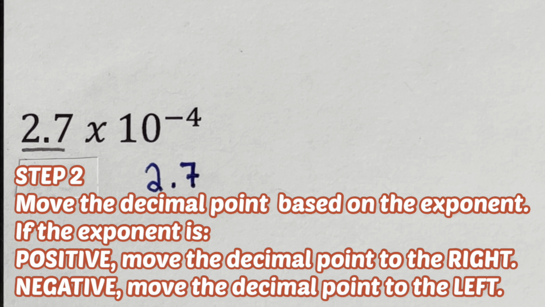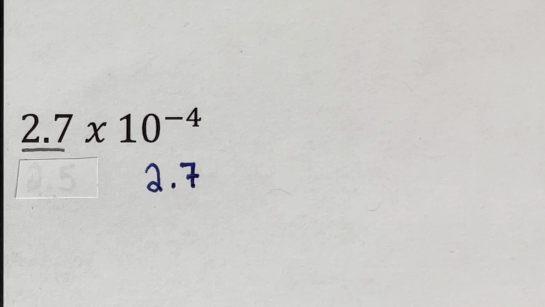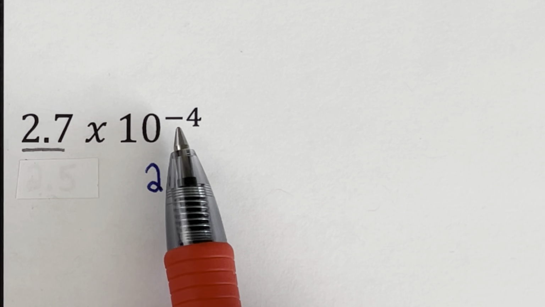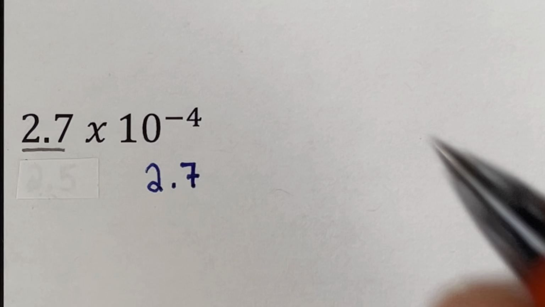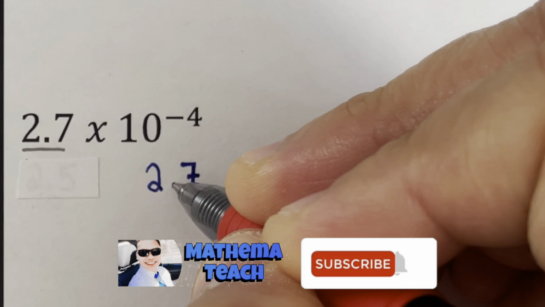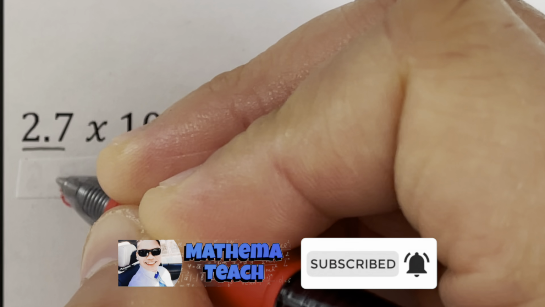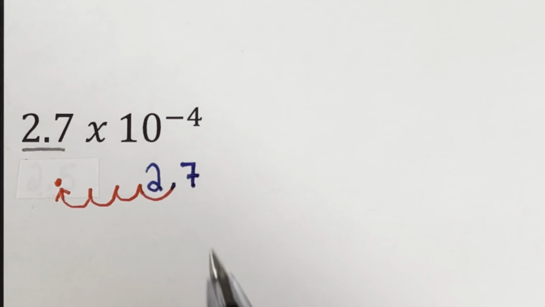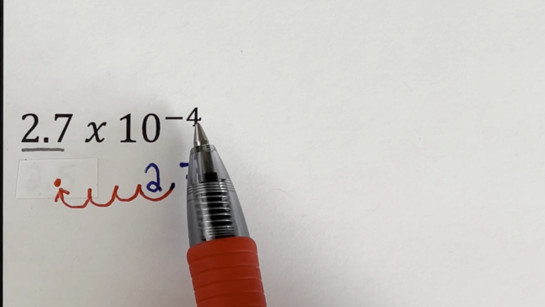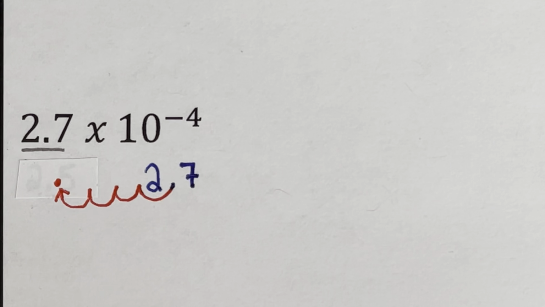The second step states that we're supposed to move the decimal point based on the exponent. If the exponent is positive, move the decimal point to the right. And if the exponent is negative, move the decimal point to the left. Since our exponent right here is negative 4, this means that we're moving to the left 4 times. So we are going to move the decimal point right here: 1, 2, 3, 4. So this is where the decimal point is gonna sit after we move 4 places to the left, because that is a negative. And so we are now ready to move on to the third step.